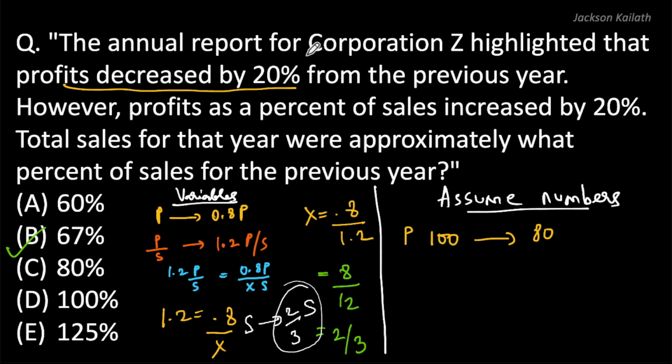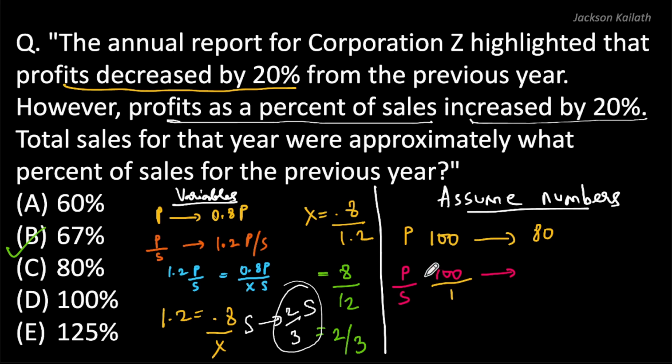All right. Now the second piece of information over here, it says profit as a percentage of sales, or P by S, increased by 20%. So I can say that if P by S is equal to 100 by 1, let's say, again, we are just assuming numbers. We have already assumed P as 100. So let's assume S as 1 to make the calculation easy. So if P by S is equal to 100 by 1, then it's mentioned that this increased by 20%. So 100 by 1 is nothing but 100. So if you're increasing 100 by 20%, that's 100 plus 20% of 100, which is nothing but 120. So P by S changed from 100 by 1 to 120.